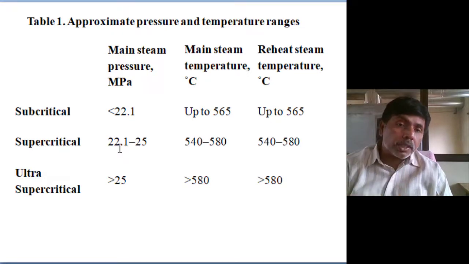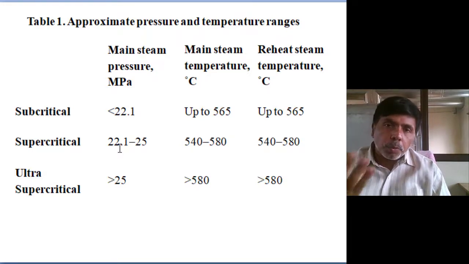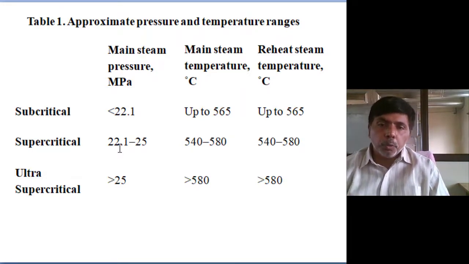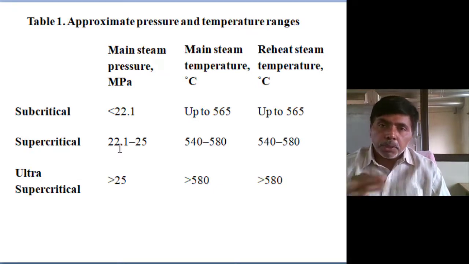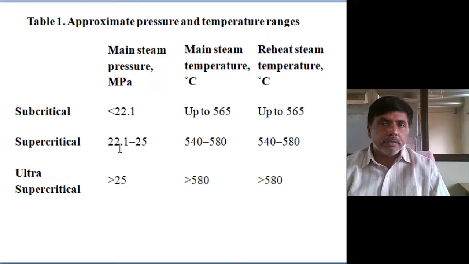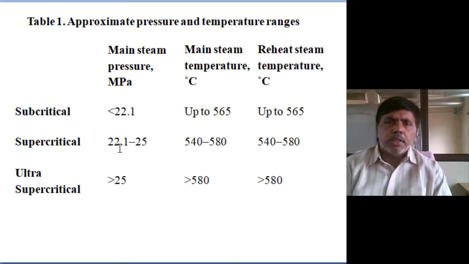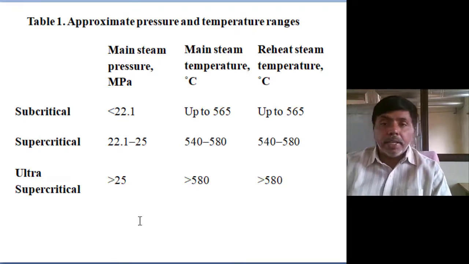Reheating also we are maintaining in that range, 540 to 580. The ultra supercritical thermal power plants: supercritical is up to 250 bar pressure. Ultra supercritical thermal power plants means more than 250 bar pressure. If we are maintaining more than 250 bar boiler or turbine inlet pressure, we call it an ultra supercritical thermal power plant. They are maintaining temperature more than 580 but less than 650, less than 600 only, so more than 580 up to 600. Reheating also we are doing 580 to 600. These are the operating conditions.